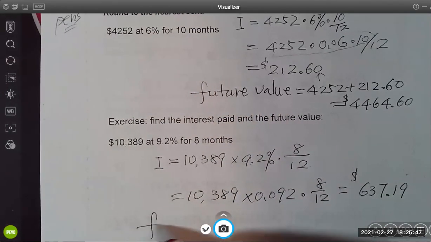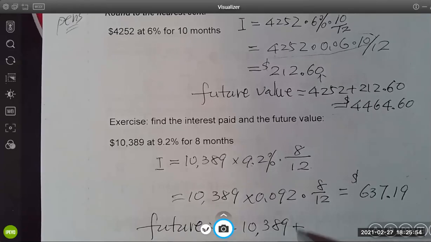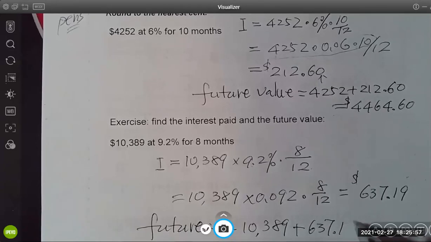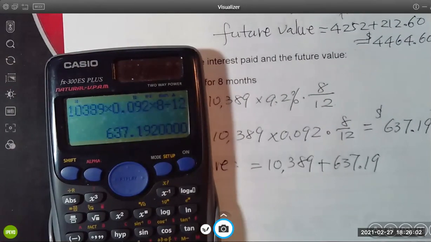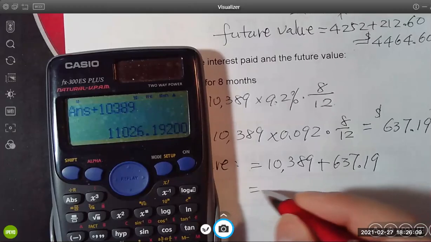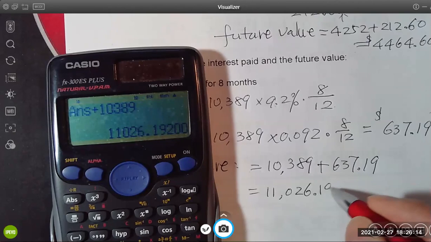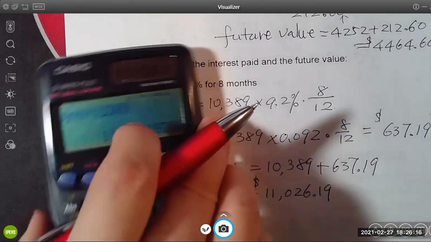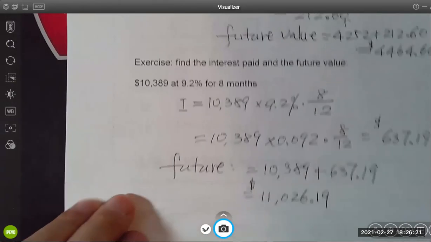Now the future value, the total amount we need to pay, equals 10,389 plus interest 637.19. Now I just need to add this. So let's see, we got $11,026.19. This is the total balance at the end of the period. Let's move on to the next page.